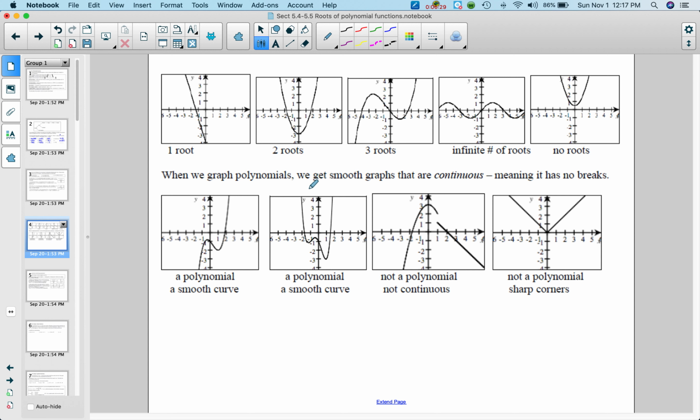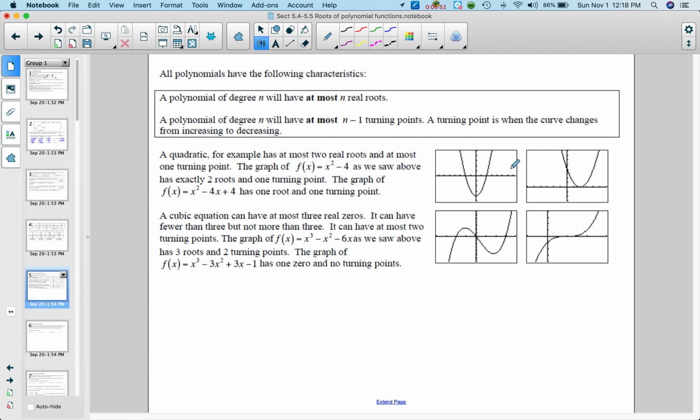When you do graph polynomials, remember polynomials are smooth and continuous curves. So these first two show a polynomial because it's a smooth curve. This is not a polynomial because it's not continuous. This is not a polynomial. It looks kind of like an absolute value graph because you have sharp corners. It's not smooth. I'm going kind of fast through these because this is a review. We've talked about this in the first few sections of Chapter 5.